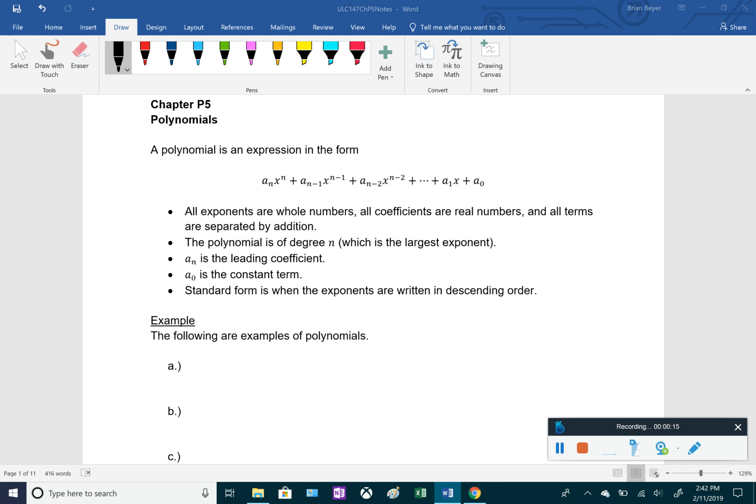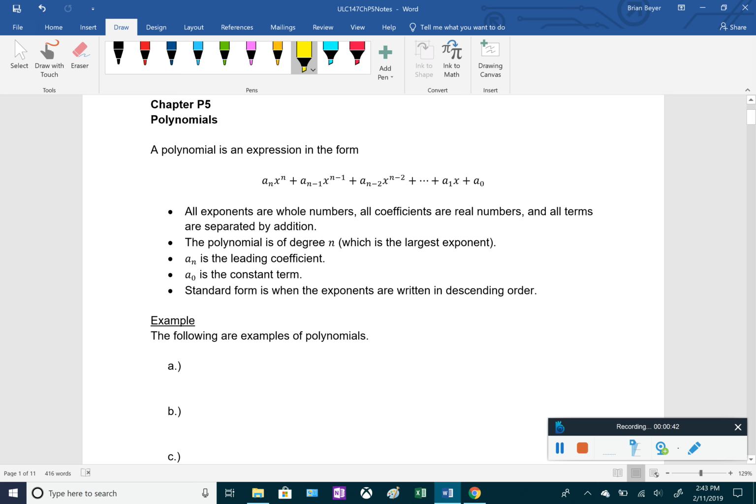A sub n x to the n plus a sub n minus 1 times x to the n minus 1 and so on. So all this really means is that all exponents on the variable are whole numbers, and all the coefficients, which are the a values, are just real numbers. All of the terms here are separated by addition also. The polynomial is going to be of degree n, which is just the largest exponent.